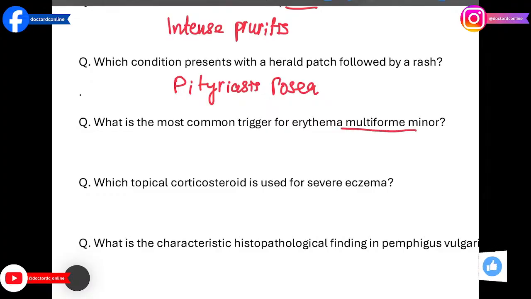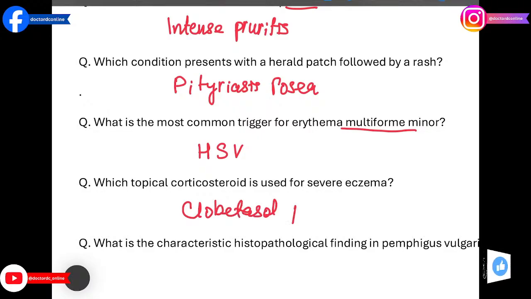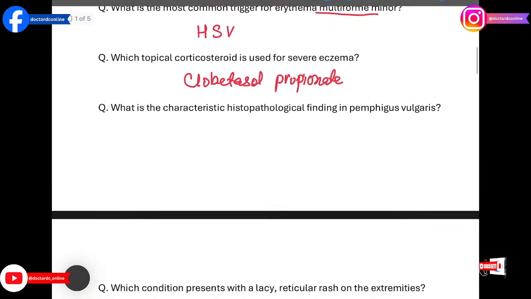What is the most common trigger for erythema multiforme minor? Herpes simplex virus (HSV). Targetoid lesions are characteristic, often linked to HSV infection. Which topical corticosteroid is used for severe eczema? Clobetasol propionate. This high-potency steroid reduces inflammation in severe eczematous conditions.